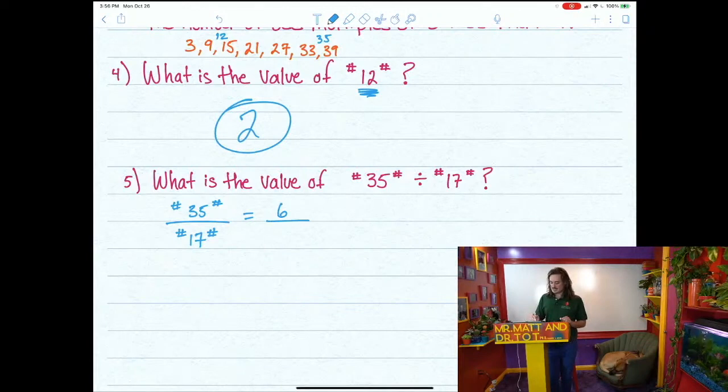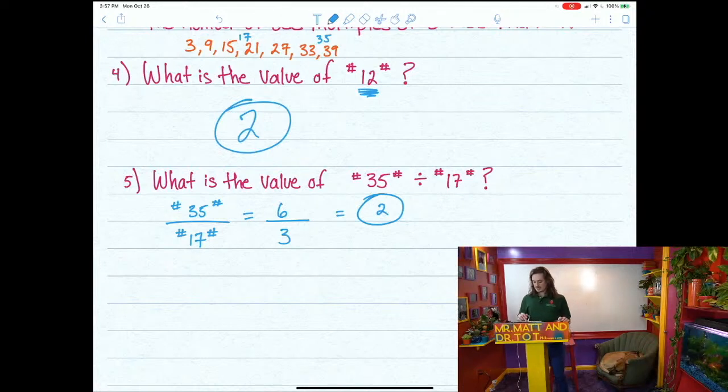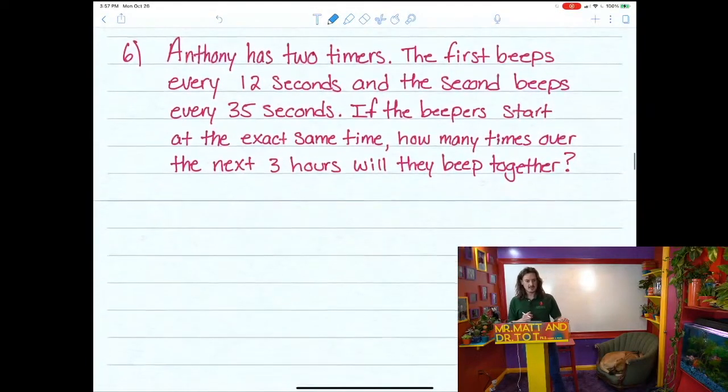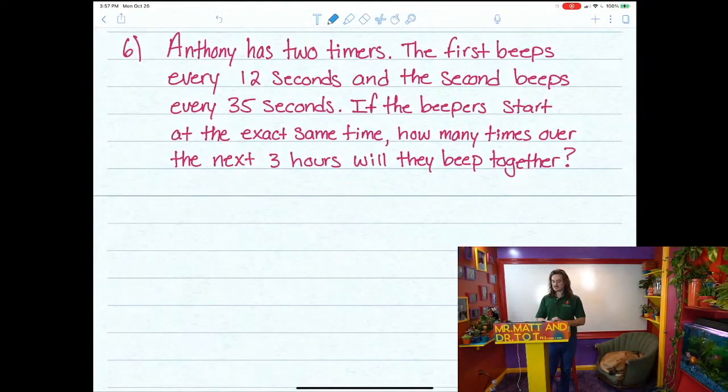If we're at 17, now we would be right here. And so we have 15, 9, and 3 as odd multiples of 3 less than 17. 6 divided by 3 is also 2. So the answer to 4 and 5 were both 2. If you have any questions, then please let me know. Otherwise, let's take a look at question number 6.